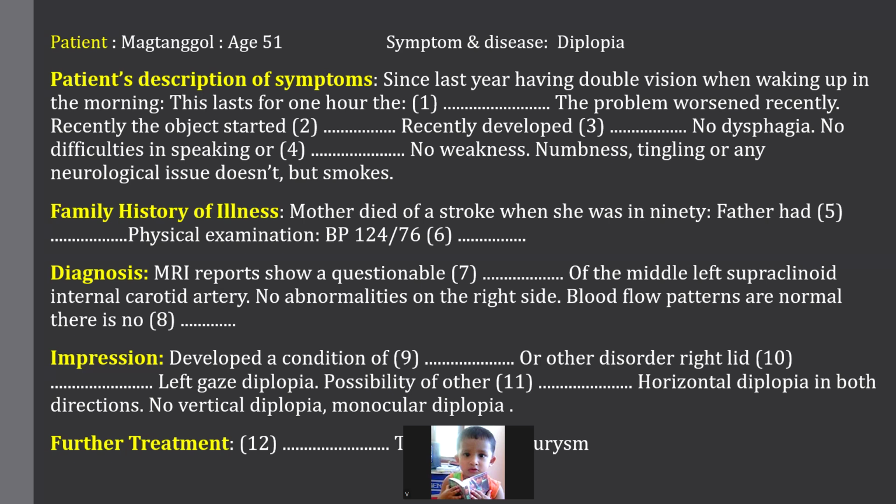Your right lid ptosis. You have left gaze diplopia. The pupils are equal and reactive to light. Your neurological investigation is absolutely normal. There are possibilities of other extraocular abnormalities. You have horizontal diplopia in both directions, but there is no vertical diplopia. You have monocular diplopia. Is it curable, Doctor?